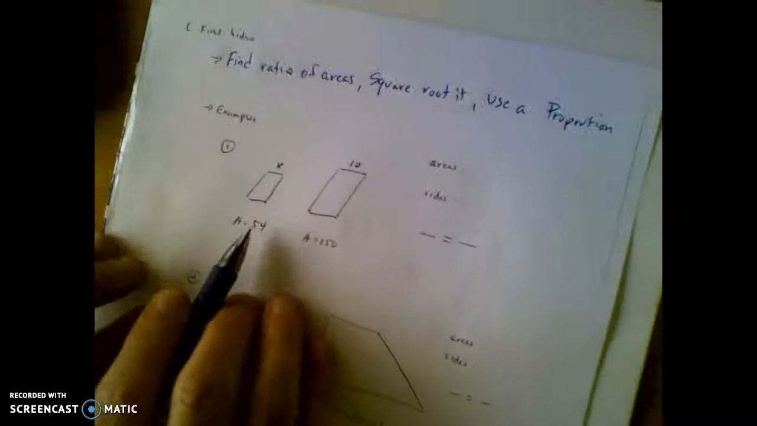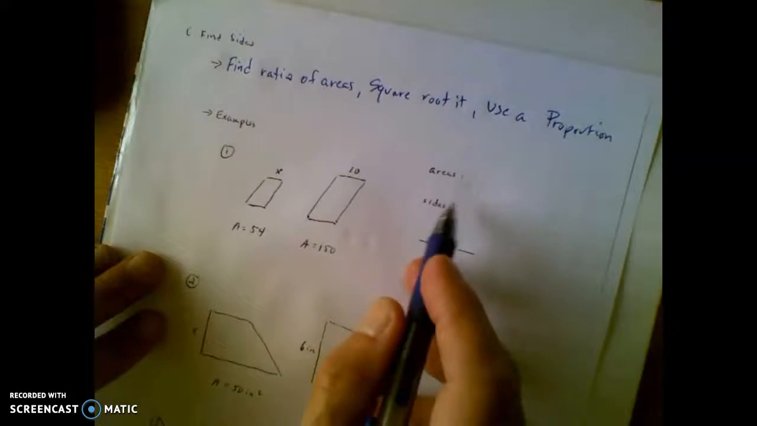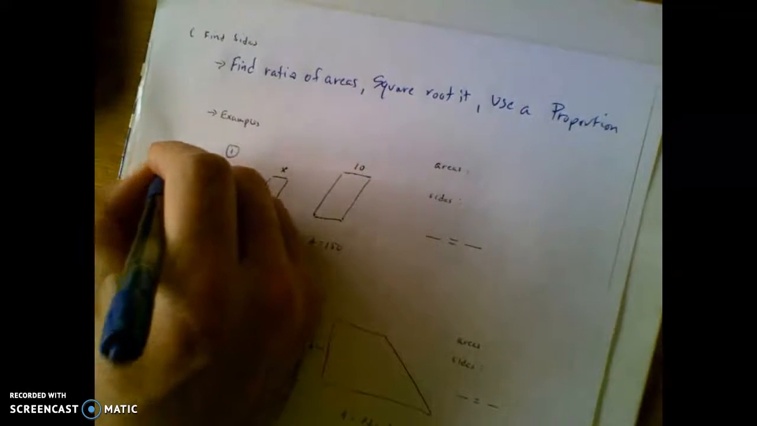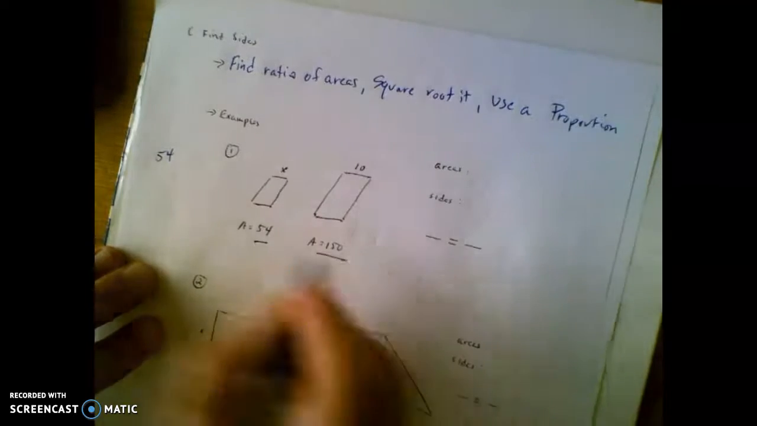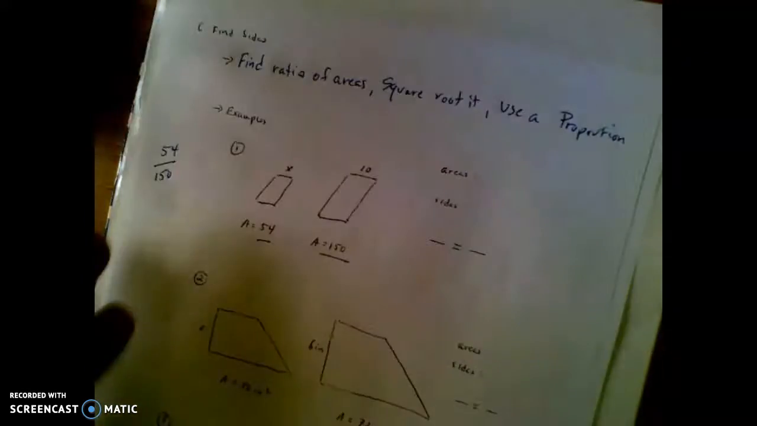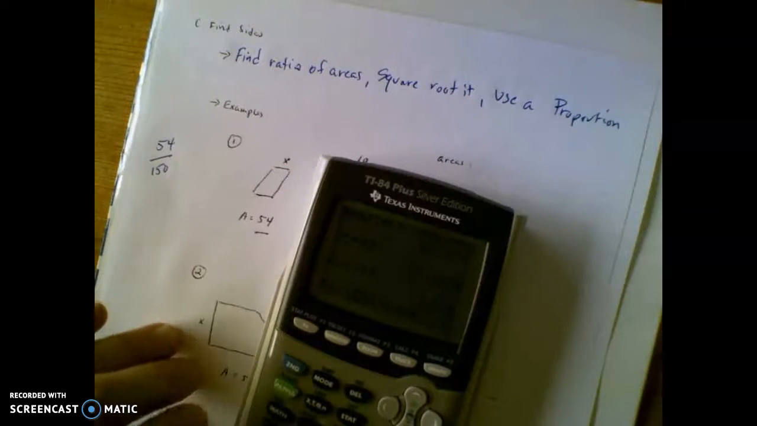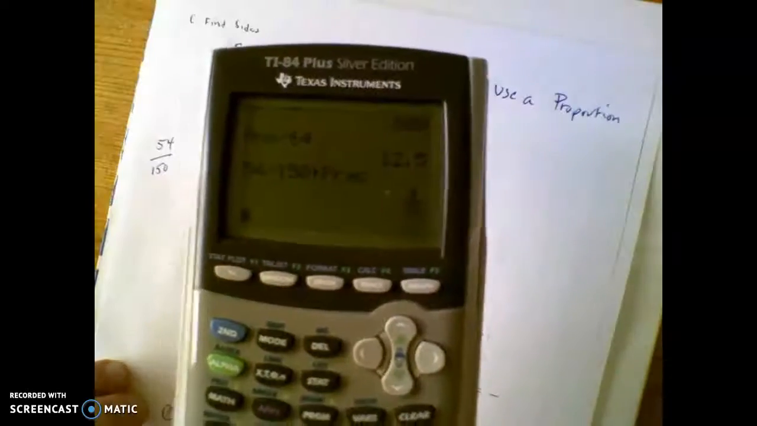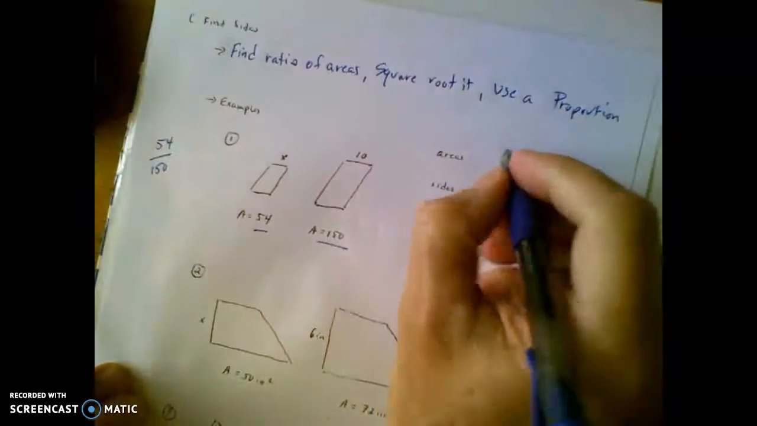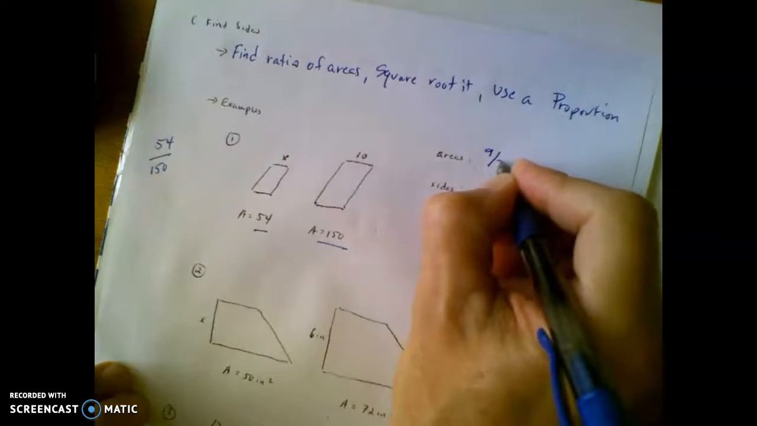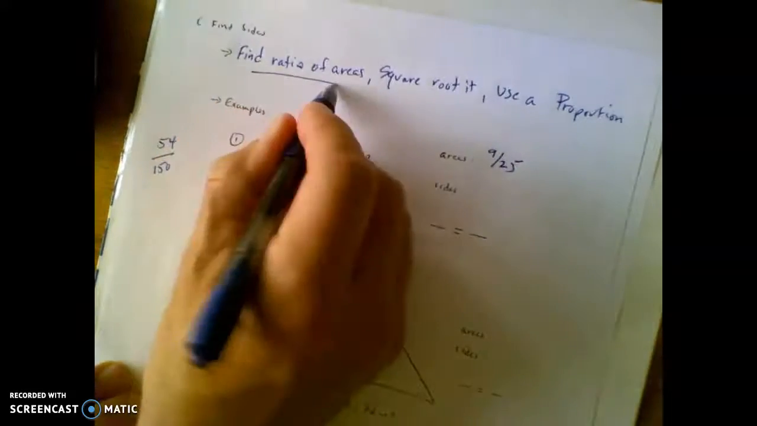So here, again, I'm given the areas instead of the sides, which means I can make the area ratio, and then I got to reduce that. So the area ratio is going to be 54 over 150. So remember, you got to reduce that on your calculator. 54 over 150. Math, enter, enter. And that goes down to 9 to 25. And remember, that's your area ratio. So I just did that, found the ratio of the areas.